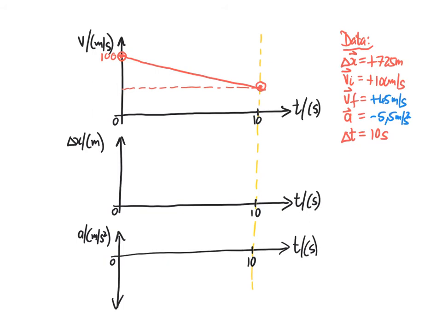So I'm going to choose the easy one first. I'm going to draw the acceleration versus time graph, and I'm going to draw it here, and I'm going to say, well, if this is -5.5, the unit is meters per second squared, then the graph is going to be a horizontal straight line, and it's going to remain -5.5 for the duration of the 10 seconds.